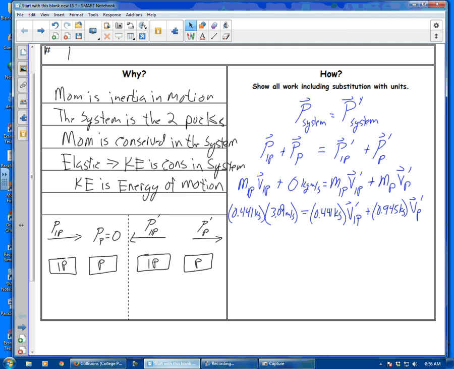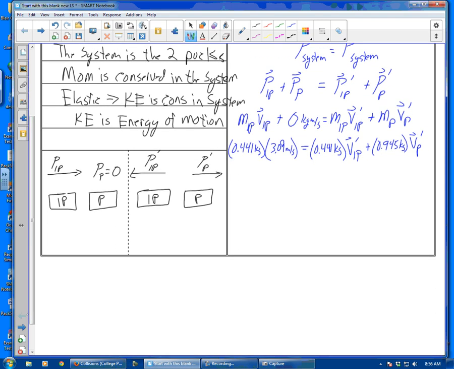So this is where I need to use my other fact, that the kinetic energy is conserved in the system. And so I'm going to just go down a little bit here. The kinetic energy of the system before equals the kinetic energy of the system afterwards. And this is, remember, due to the fact that it's an elastic collision.